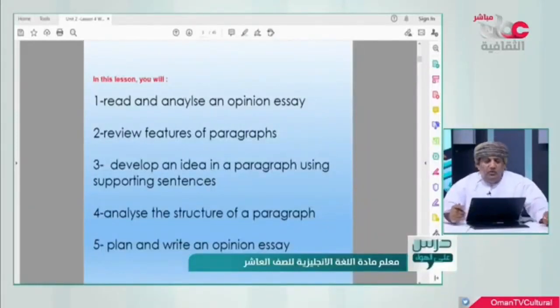Okay, so now we are going to read our learning outcomes. In this lesson, you will read and analyze an opinion essay. Also, you are reviewing some features of paragraphs. Also, you will develop an idea in a paragraph using supporting sentences. Also, you are going to analyze the structure of a paragraph. Also, you are going to plan and write an opinion essay by the end of this lesson.